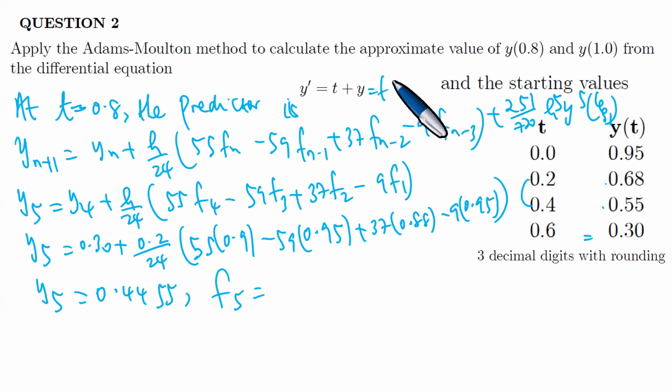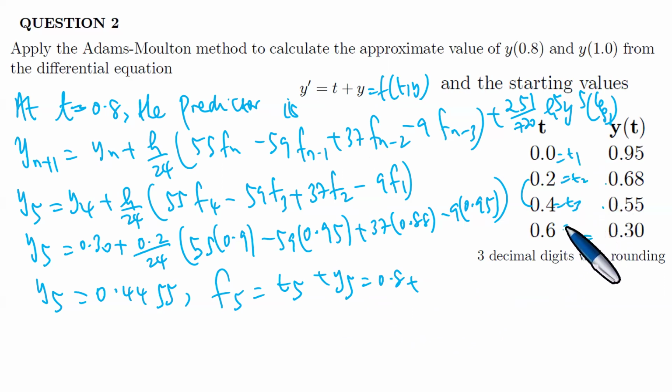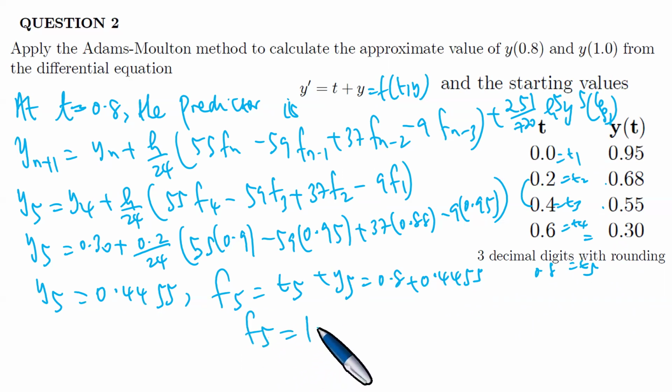According to this, f is a function of t and y, so f5 is t plus y. And t5 is the same as what? t5 is exactly 0.8, because this is t1, t2, t3, t4, t5, which is 0.8. And then y5 is 0.4455, which means that F5 equals 1.2455.